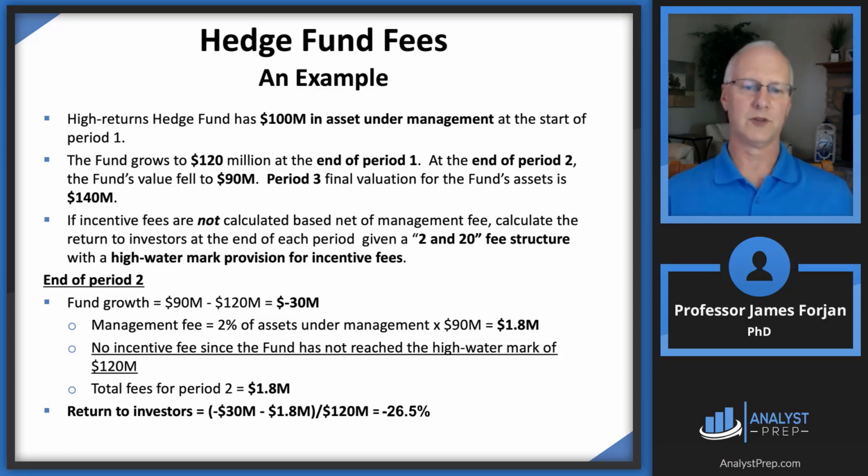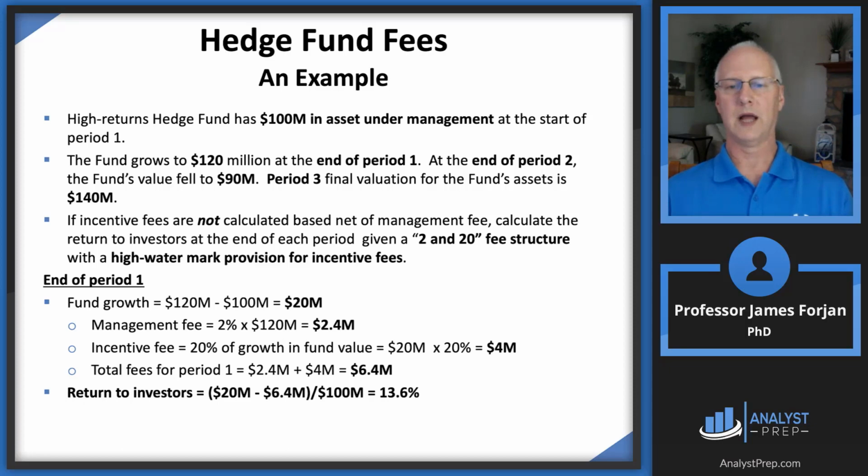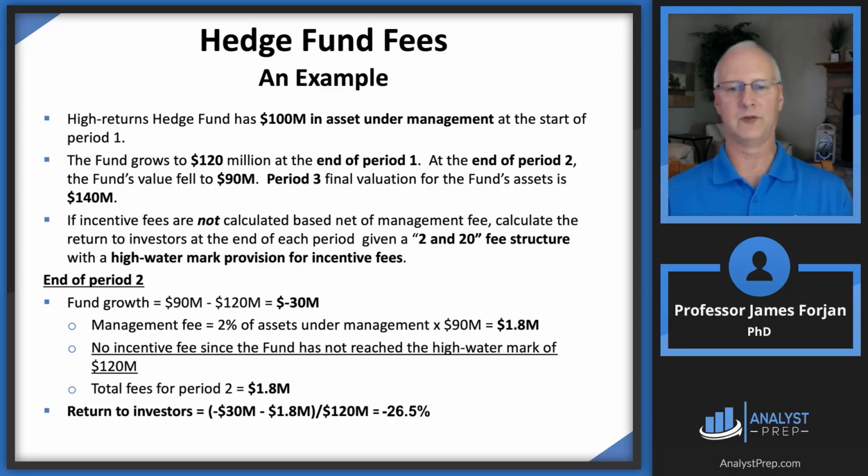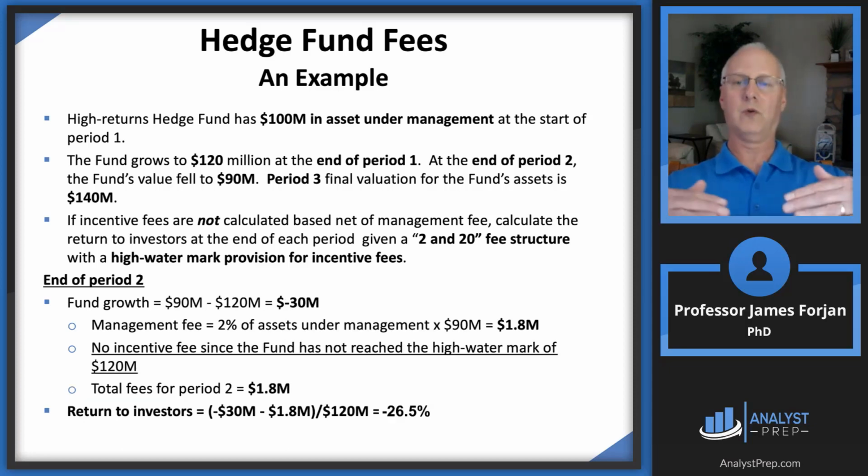So what did we do? We lost the 30. Then we had to pay the 1.8, divided by the value of the assets at the beginning of the period, which is the 120. So we lose during that second year. So think about what's going to happen. Let me go back. So we got 13% the first year. We lost the second year. Now, of course, what do we know?